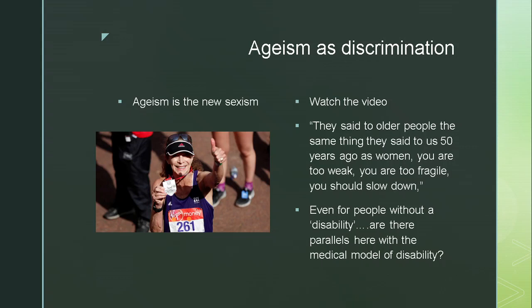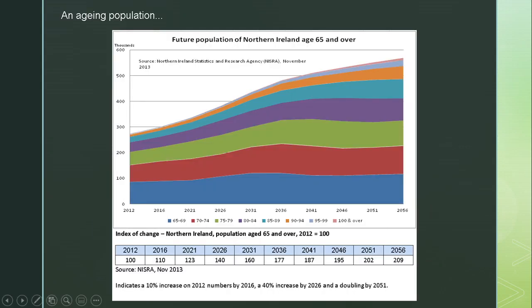She clearly doesn't feel this way. She clearly doesn't feel too weak or too fragile, or that she should slow down. And actually it's her life to live, and to live fully. So the fact that we're imposing these views on older people links to that medical model that we spoke about earlier. Even for people with a disability, are there parallels here with the medical model of disability? I think there is. And even if we're talking about older people with or without a disability, I think some of the stuff that we've heard in that video links to that medical model of disability.